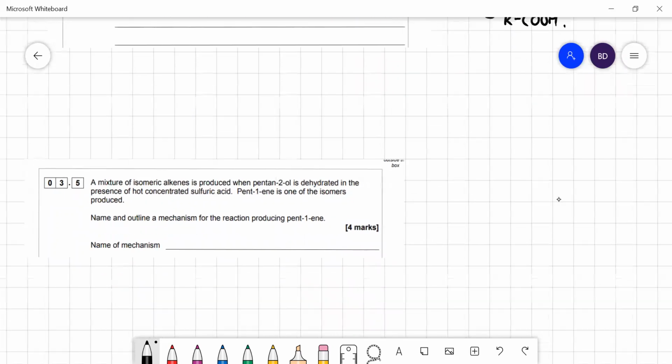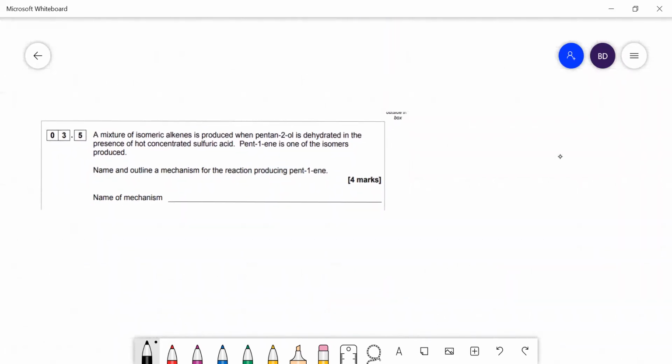Okay. Number 5. Right. A mixture of isomeric alkenes is produced when pentan-2-ol is dehydrated in the presence of hot conc sulfuric acid. Pent-1-ene is one of the isomers produced. Name and outline the mechanism. Right, now when it's called dehydration is the mechanism.